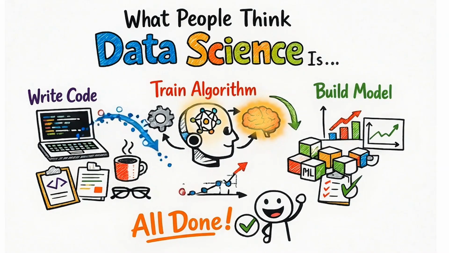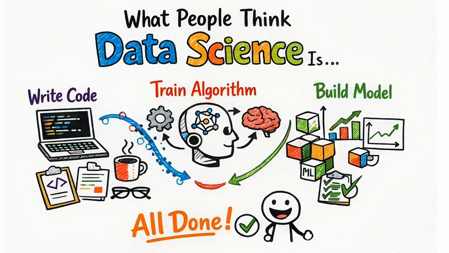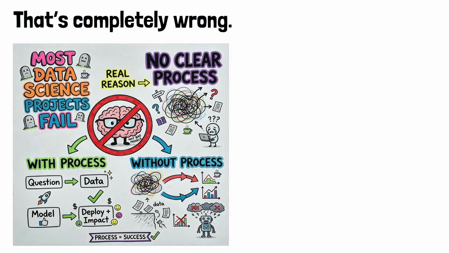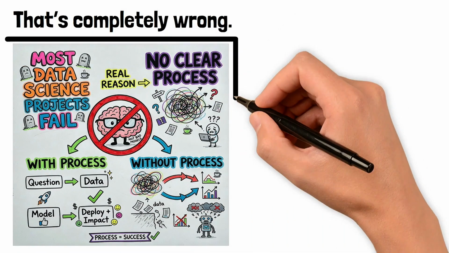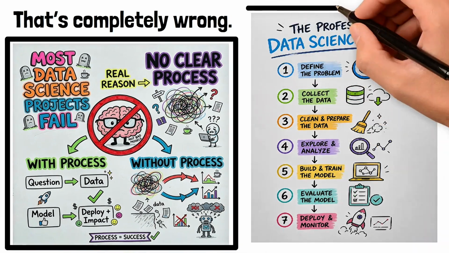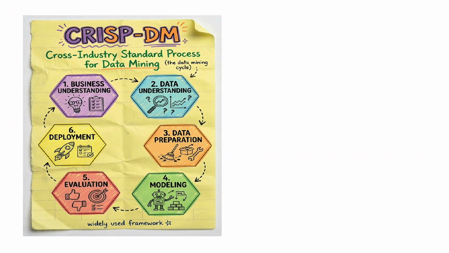Most people think data science is just building models: run some code, train an algorithm, and you're done. That's completely wrong. The reality is, most data science projects fail, not because of bad models, but because there's no clear process behind them. That's why professionals don't treat data science like random experimentation. They follow a structured system.